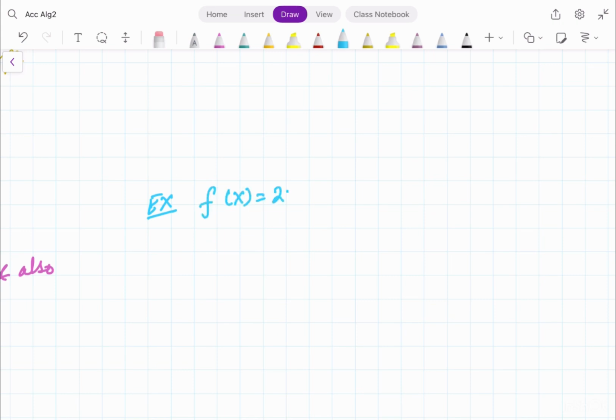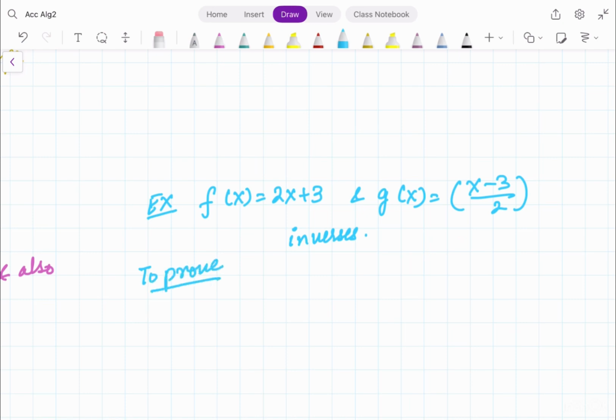In this example, we have f of x as 2x plus 3, and we have another function g of x as (x minus 3) over 2. Now we are saying, are these two functions inverse of each other? And how we can prove that they are inverse of each other? By writing the composition function. So let's write them down. We need to prove they are inverses. So to prove, let's write down f composed with g. That's my first composition function. So f, what is g of x?